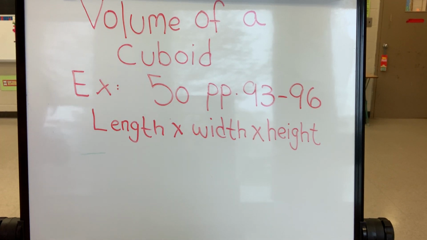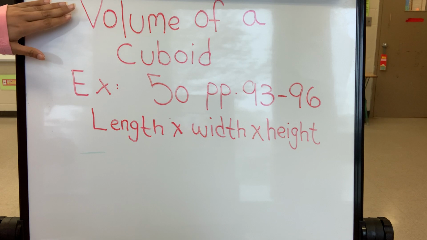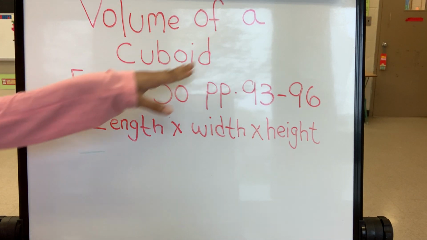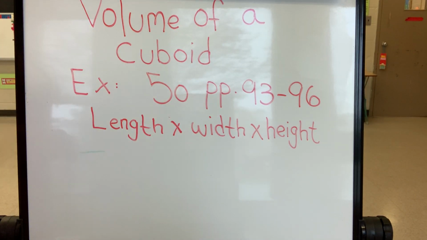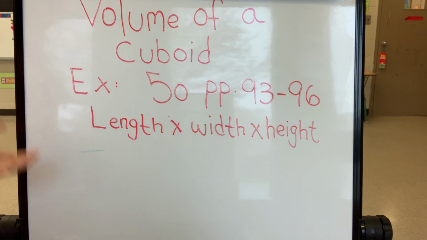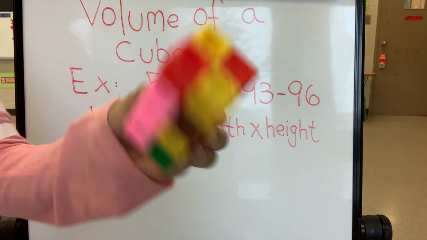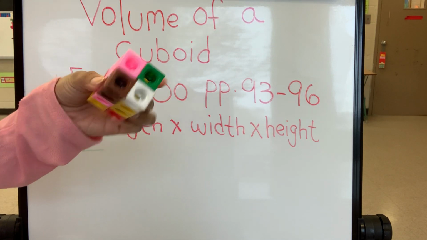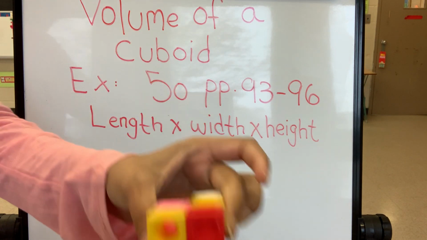So today we will be learning about finding the volume of a cuboid. Now if you remember what a cuboid is, we learned in the last lesson that it's basically a rectangular prism, okay? So this is a cuboid, okay?